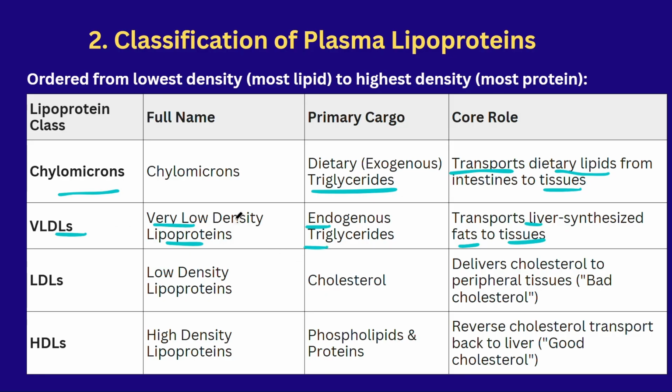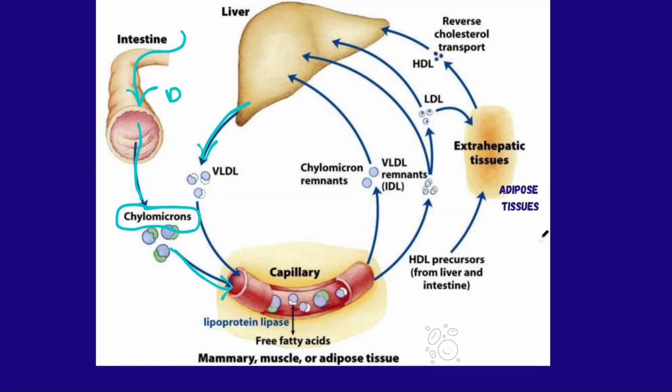We will understand VLDL, very low density lipoproteins. It is produced from the endogenous triglycerides. That means our body contains the fats which are present in the liver. From the liver, these triglycerides are transformed into the VLDL. From there it will reach the tissue. I will show you the picture.